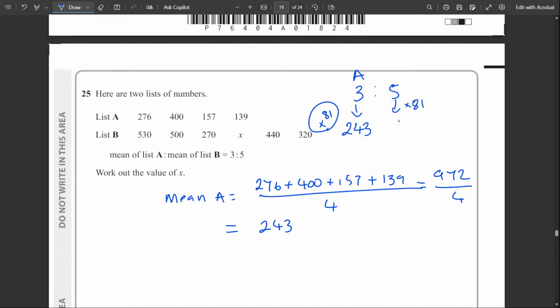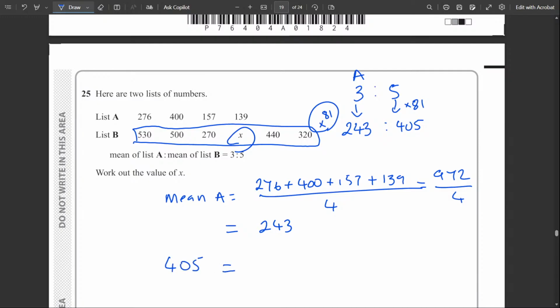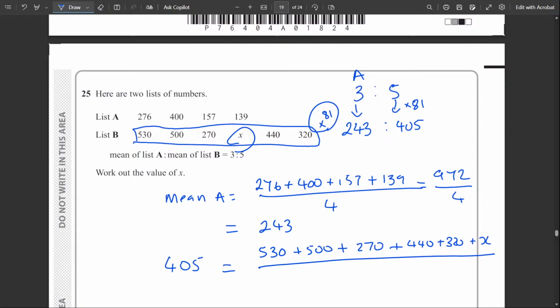So we know it's going to be 405. So we know the mean of these 6 numbers is 405. So we just need to work out the middle number, that missing number. So what we're saying is the mean of B is 405. So 405 comes from when you add these numbers up: 530 plus 500 plus 270 plus 440 plus 320 and x. And then you divide all of that by 6 because that's 6 numbers.